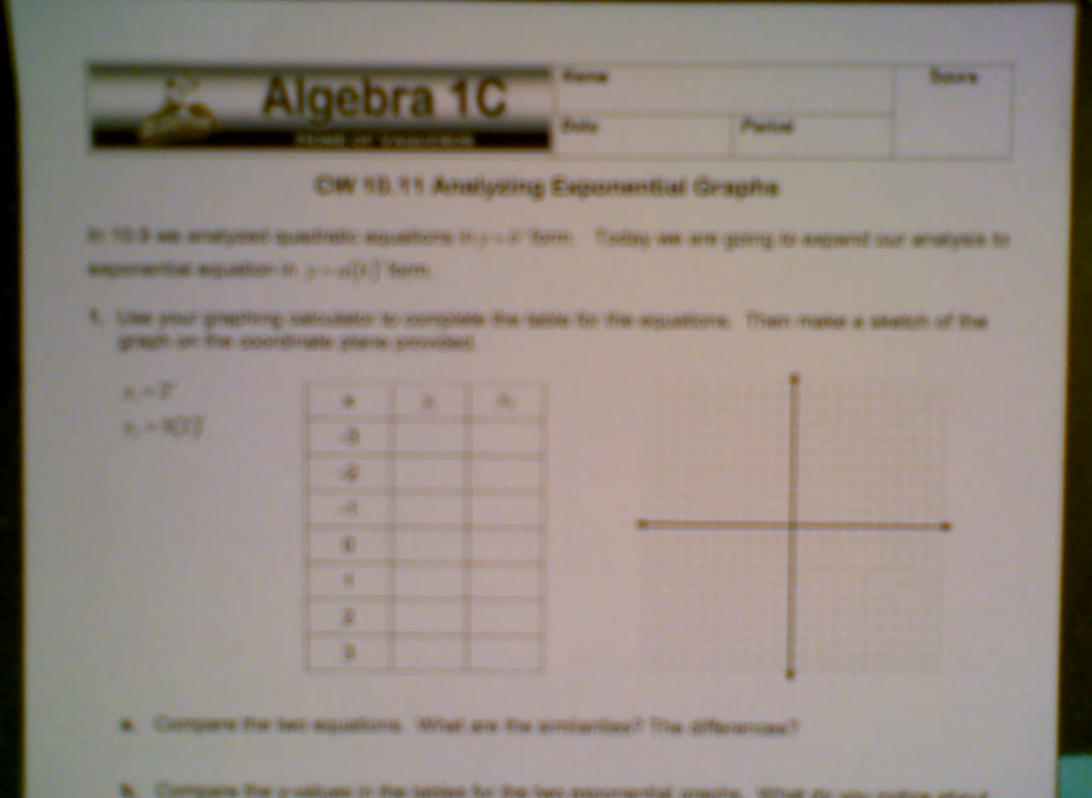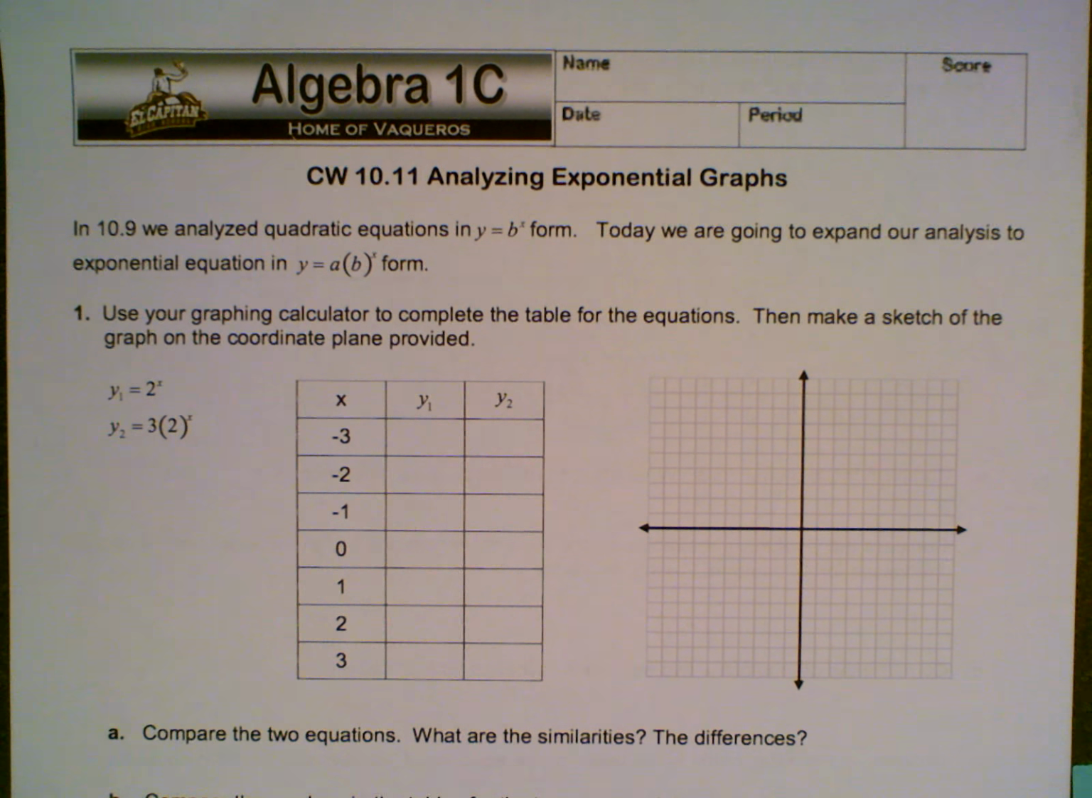All right, so classwork 10.11, analyzing exponential graphs. Today we are going to do the first side of the sheet, question number 1. Since it's a short day, that's all we'll do today. Then tomorrow we're going to finish it up, and we will do the back side, which is question number 2.